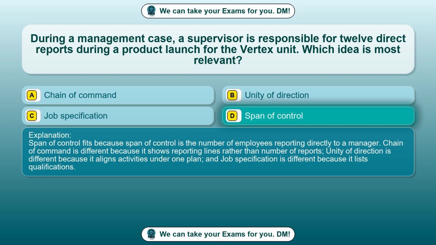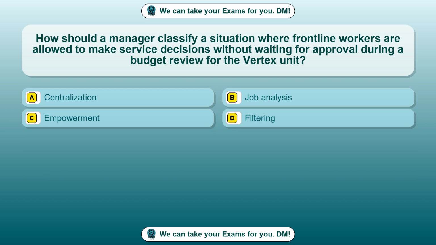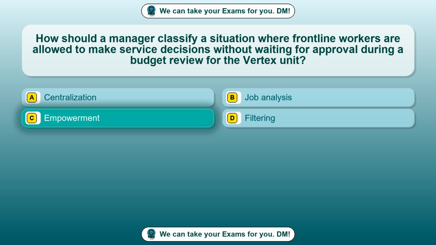Question 61. How should a manager classify a situation where frontline workers are allowed to make service decisions without waiting for approval during a budget review for the Vertex unit? Option A, centralization. Option B, job analysis. Option C, empowerment. Option D, filtering. The correct answer is option C, empowerment.